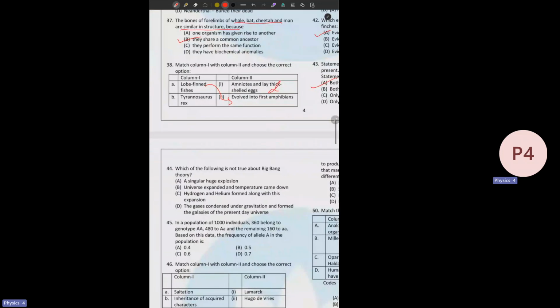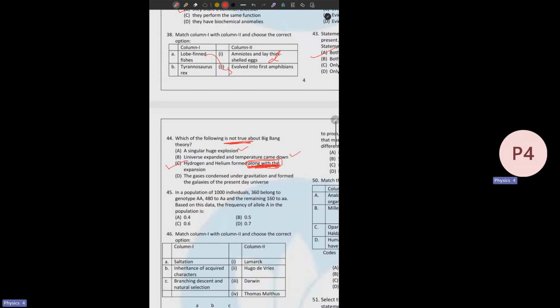Which of the following is not true about the Big Bang theory? Not true, the incorrect one. Single huge explosion, correct. Universe expanded and temperature came down, correct. Hydrogen and helium formed along with this expansion? No, it formed sometime later. So this statement is incorrect, and hence this is the correct option.